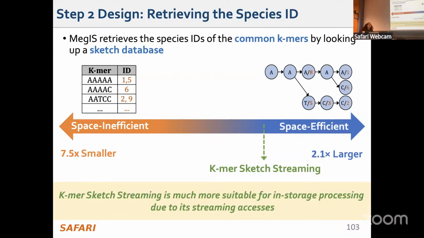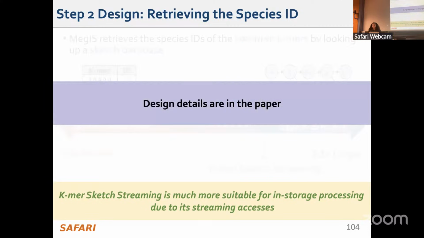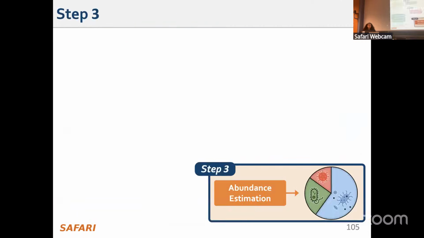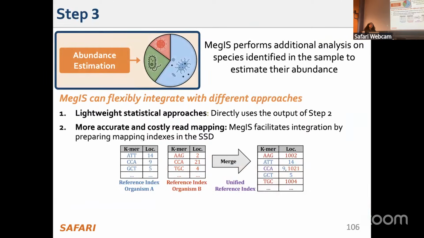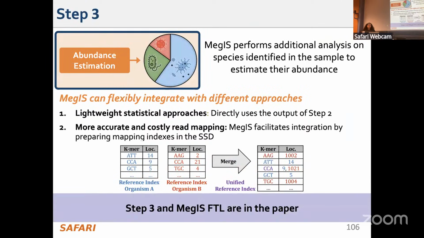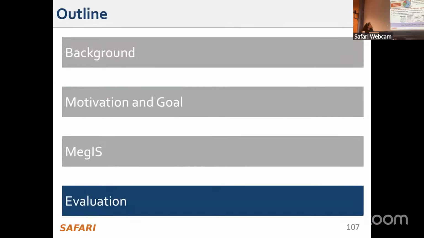But again, what I want to highlight again and again is these completely different trade-offs that one needs to make, and the benefits that come from having knowledge about the intersection of both domains, right? So you can enable fundamentally more efficient solutions. Okay, so step 3, again, the design of it along with our FTL design are in the paper. I invite you to check it. And let me talk about some of the results.